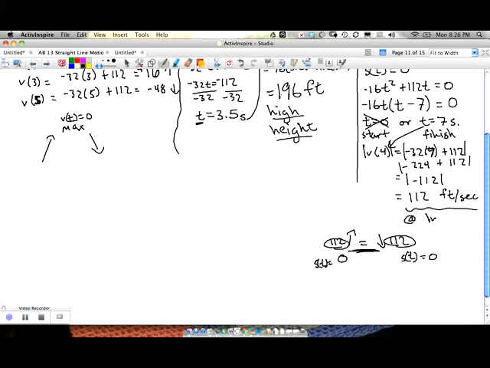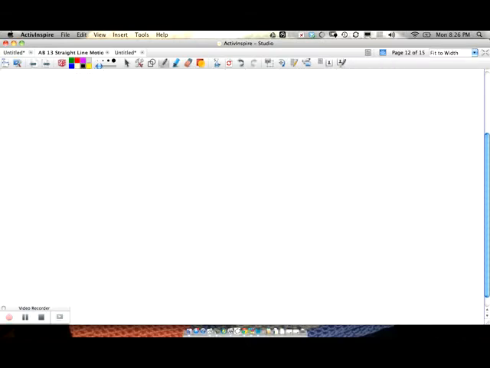So it's 112 feet per second at impact. It's pretty fast. 1 second. Boom, 100 feet. That was pretty fast.